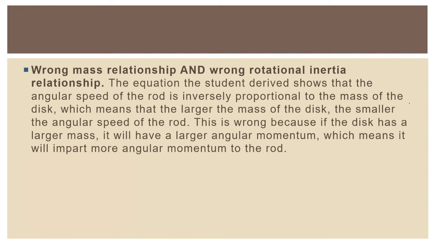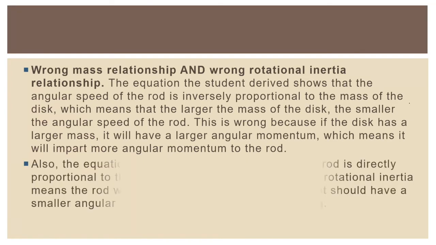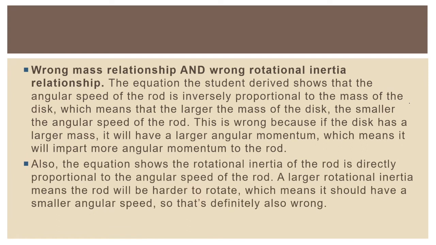This is wrong because if the disk has a larger mass, it'll have a larger angular momentum, which means it will impart more angular momentum to the rod. I think the second explanation is way easier and straightforward. I wrote here also, this equation shows the rotational inertia of the rod is directly proportional to the angular speed of the rod. A larger rotational inertia means that the rod will be harder to rotate, which means it should have a smaller angular speed, so that's definitely also wrong.